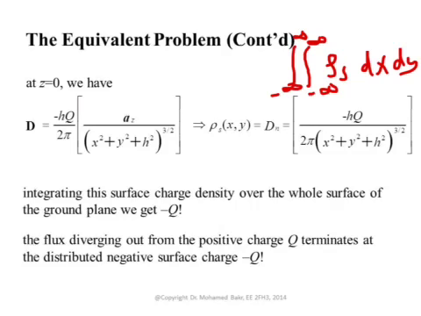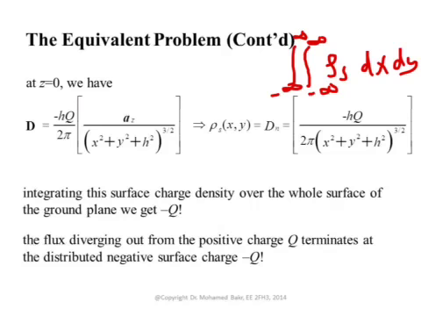So, and this actually should be expected as well, because we have flux diverging from a positive charge q, then it should terminate on a net negative charge of minus q, which is really distributed all over the whole ground plane. So this example is very interesting. It shows you how using an image makes a problem extremely simple.